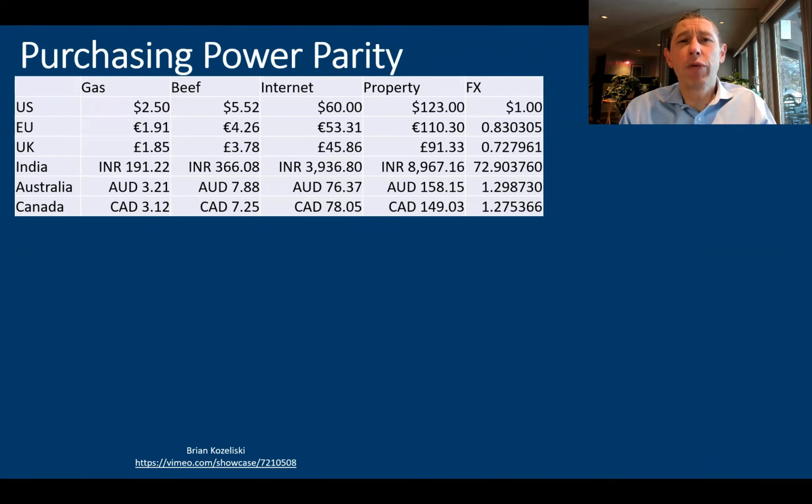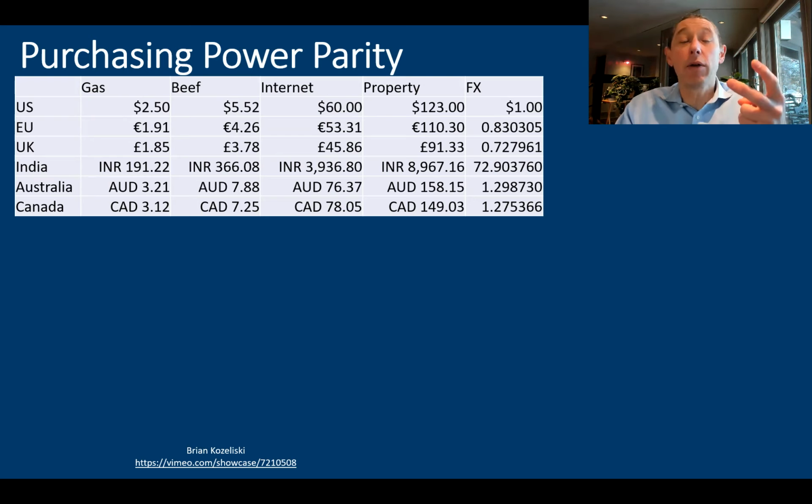Lots of numbers here. Feel free to pause it if you need to. What I've done here is have some countries down the first column, so different items and prices in those countries, and then the actual exchange rate in that last column. So for example, a gallon of gasoline in the United States is $2.50, a pound of beef is $5.52, internet for 1 month is $60, the price of a square foot of a property is $1.23, kind of on average in the United States, and we have average prices for the other countries in their currency.